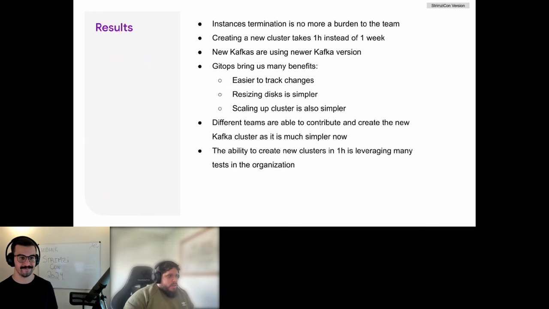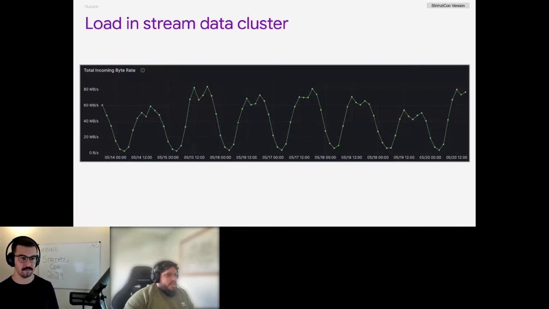This is one of our clusters, the data stream cluster, that has peaks of 80 megabytes per second. If these flows were on the legacy infra, it would for sure be a noisy neighbor for that topic, making it harder to rebalance the clusters because there's a lot of data there. And now it's using the new infra. That's a good result we had.